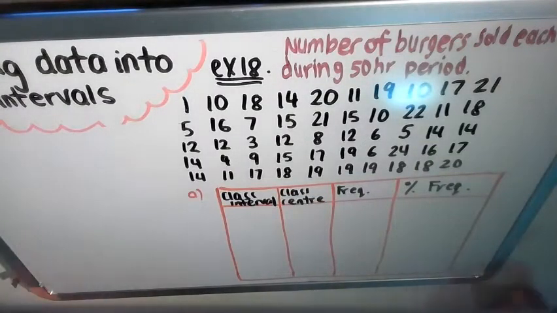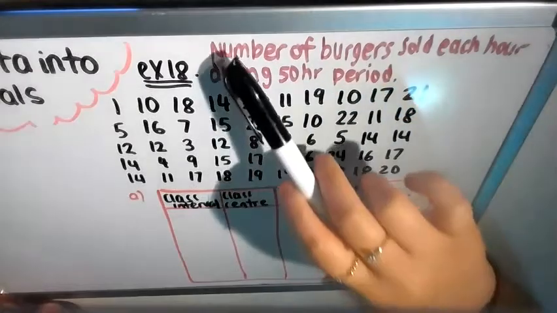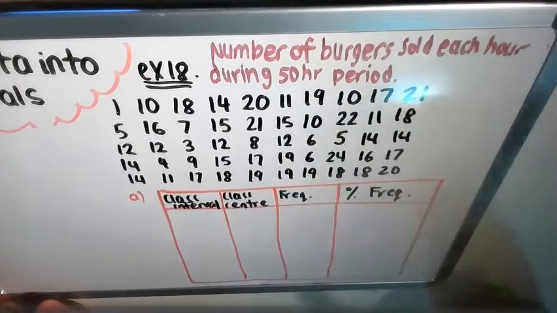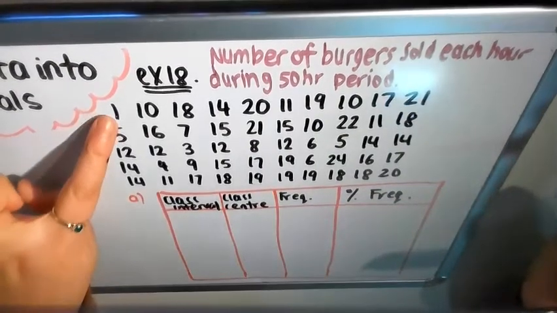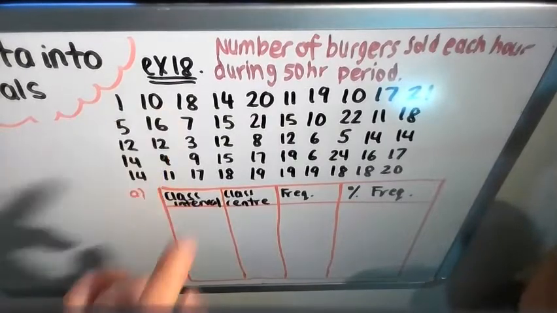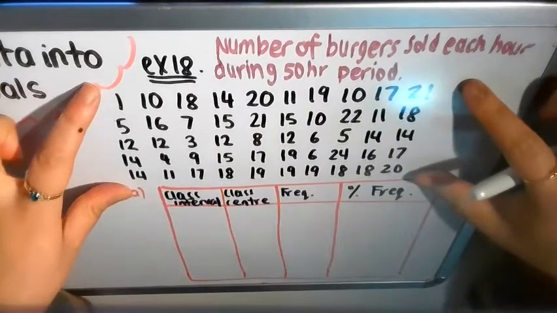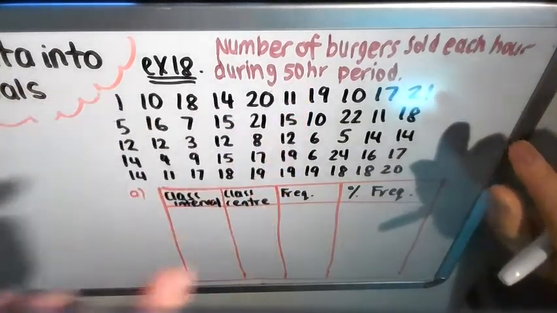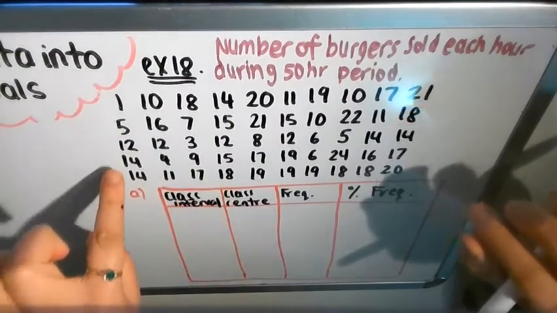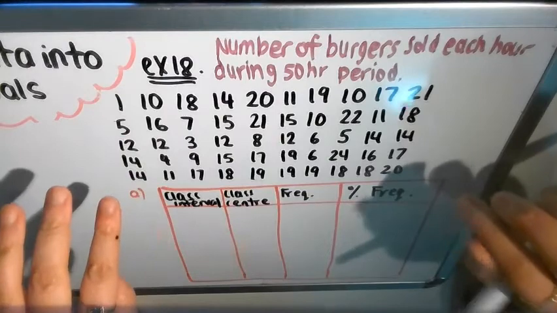Here we have example 18, which is also in your theory. This example is showing the number of burgers sold each hour during a 50-hour period. For example, in the first hour, 1 burger was sold. In the second hour, 10 were sold. In the third, 18. You can see that the 50 scores represent the 50 hours. There are 50-hour slots to show how many burgers were sold in each hour.